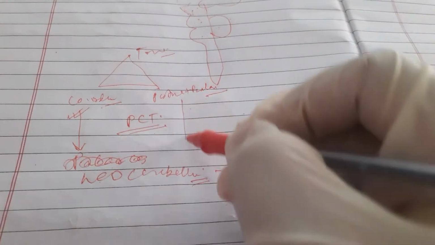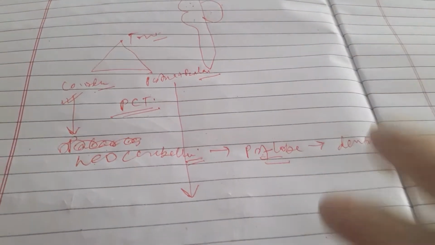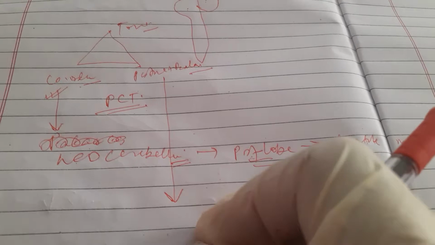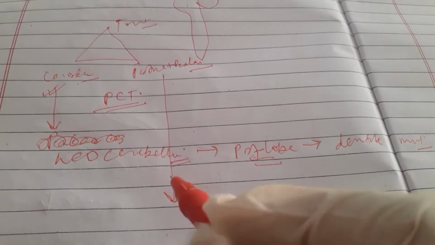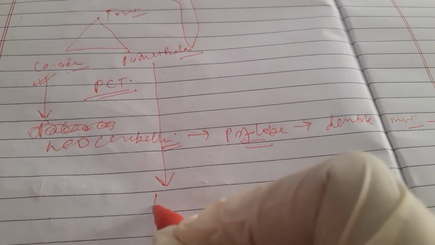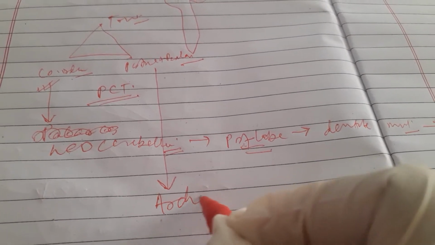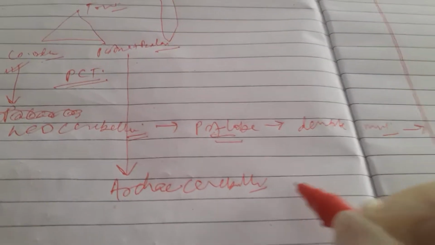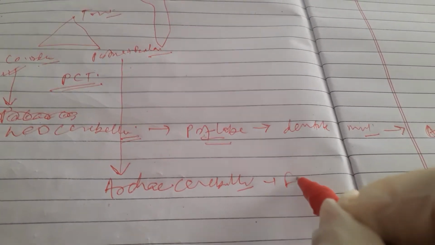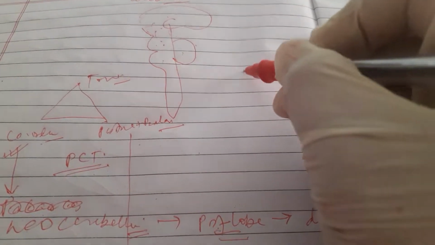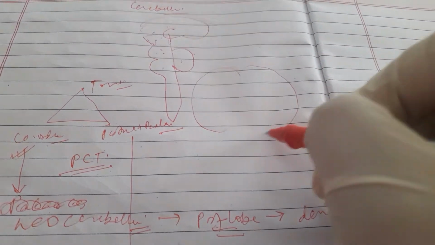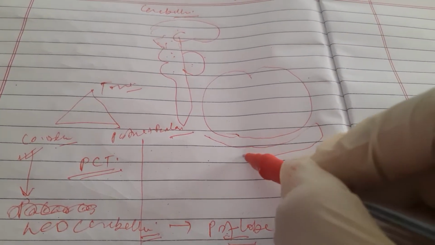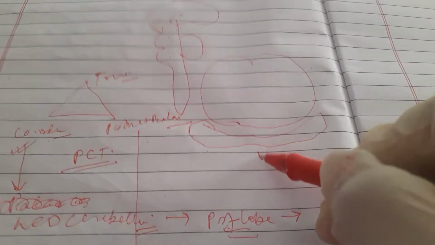Now the posture and balance, it is the most ancient, most previous feature, and it is done by the archicerebellum. Archi means old. Archicerebellum, which is nothing but the flocculonodular lobe. If this is the cerebellum, then here lies the flocculonodular lobe. This is the flocculonodular lobe.